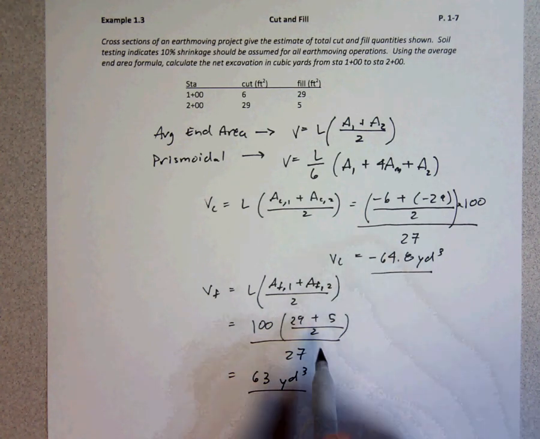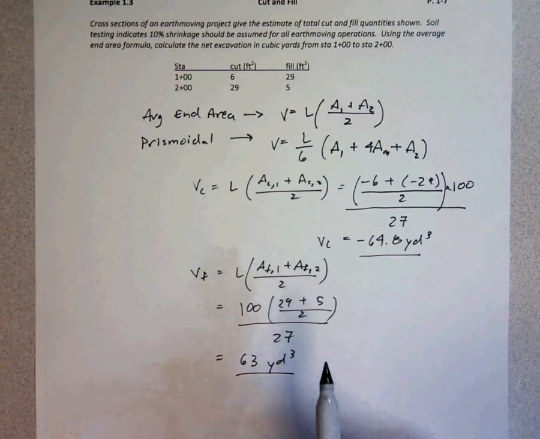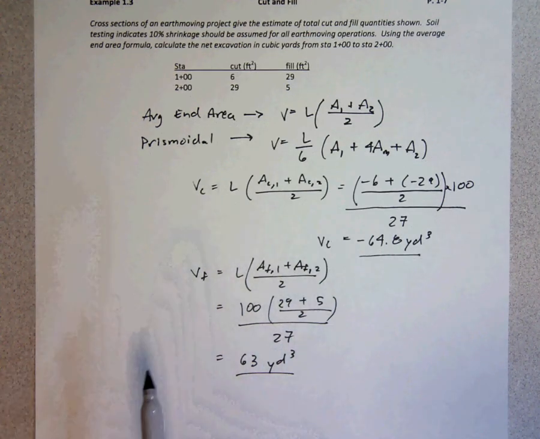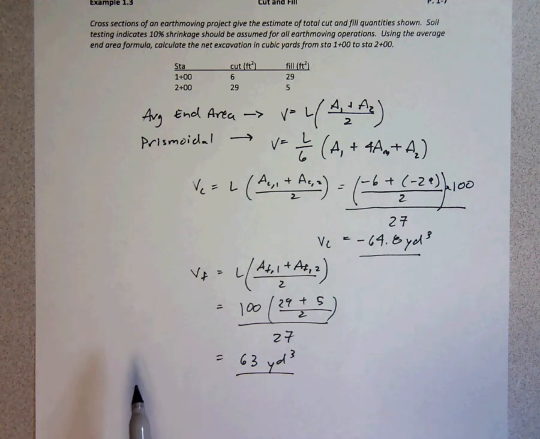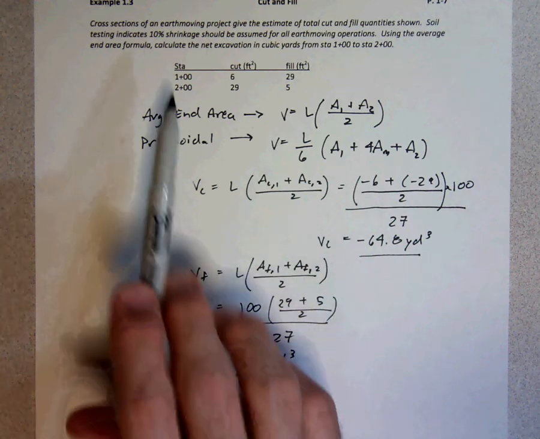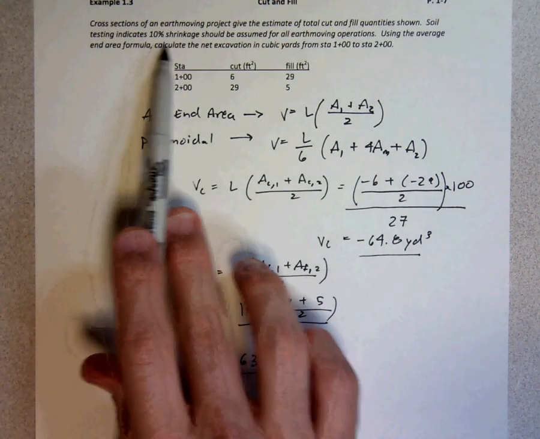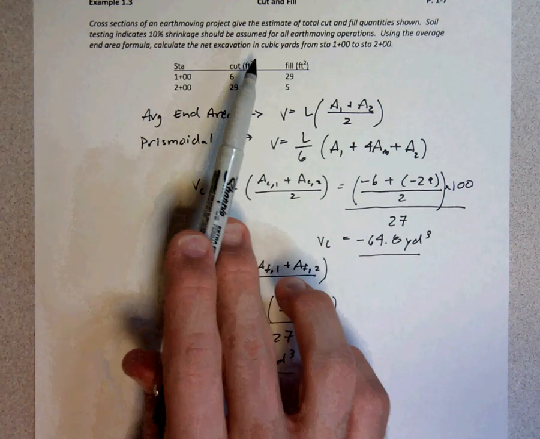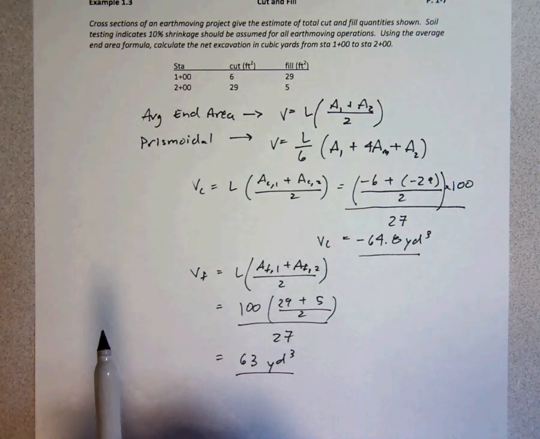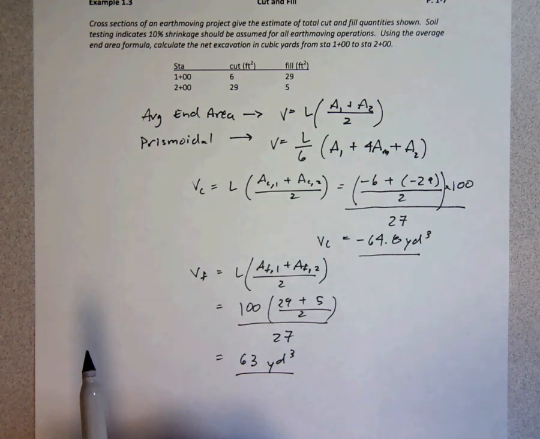So what are we going to do next? Well, an important point here, you could be swayed to just add those two up, and maybe there's an answer in your 4 choices that is incorrect, where they trap you with that. The testing indicates 10% shrinkage could be assumed for all earth moving operations, so we want to take that into account for our fill. That fill is going to have a shrinkage factor in it.